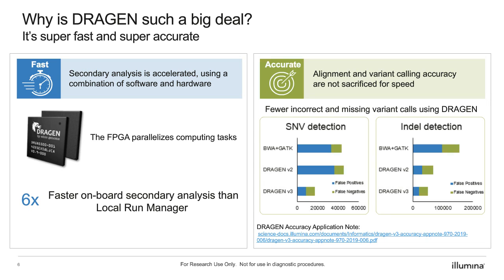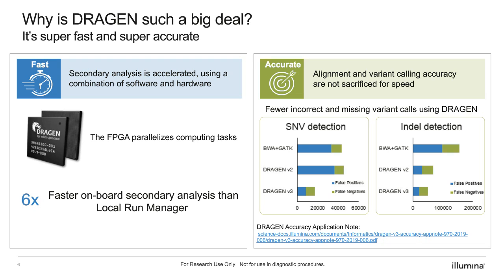Accuracy is not sacrificed for speed. In these charts, we see that DRAGEN had fewer incorrect and missing variant calls both for SNV and indel detection. The accuracy information comes from a benchmarking comparison, so variant calls were compared to an NIST truth set to identify false positives and false negatives.